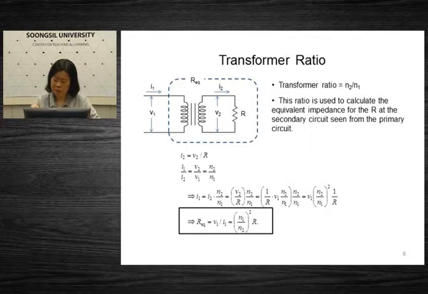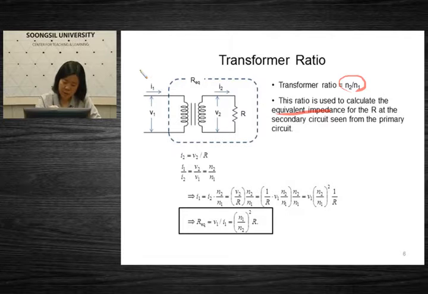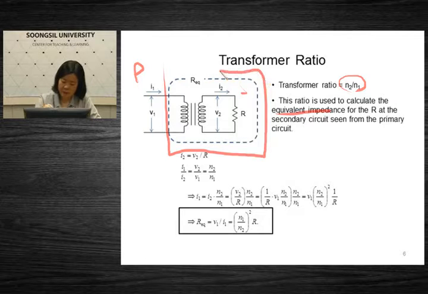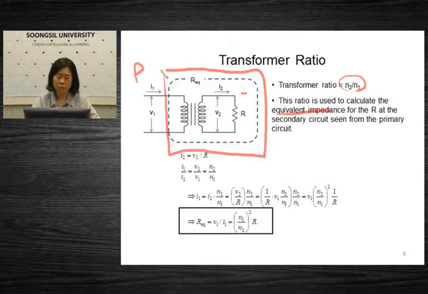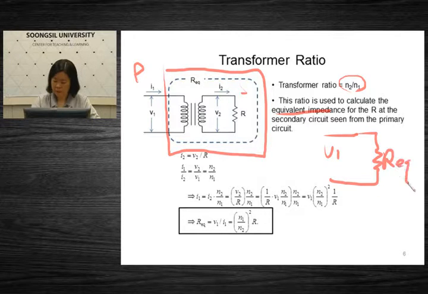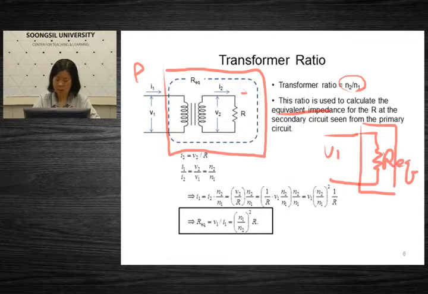Now let's look at this transformer ratio a little bit more. This ratio is also used to calculate the equivalent impedance of the R. What does that mean? This is the primary circuit. This is the secondary circuit. Let's say we have a black box here. Then the primary circuit does not know there is a transformer inside this black box. It will only see some kind of equivalent resistance. So let's calculate this equivalent resistance. How do we do that?